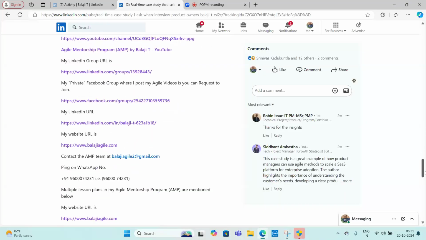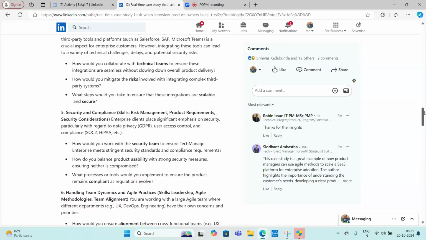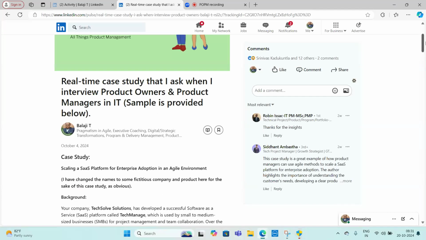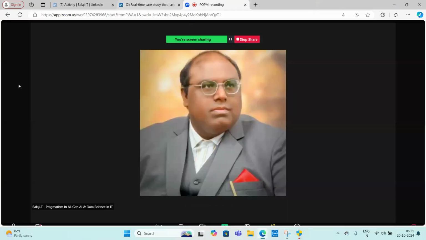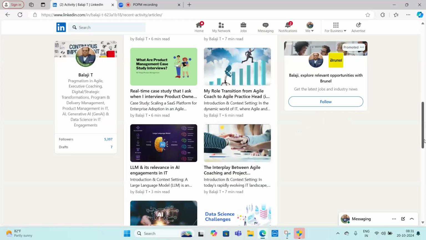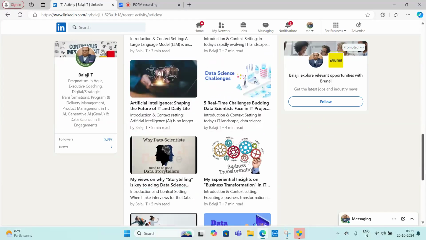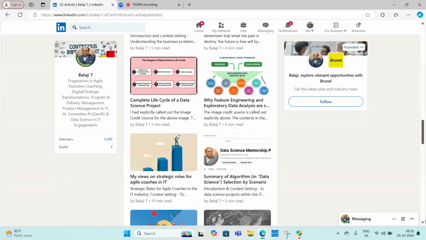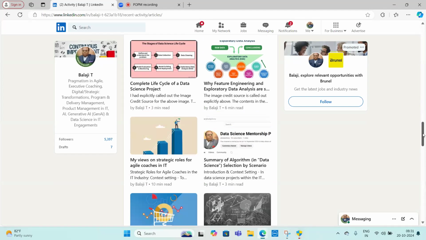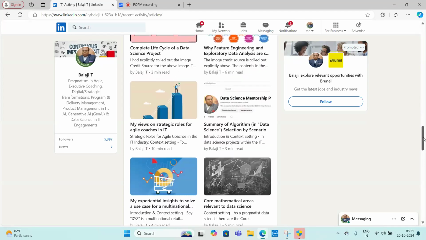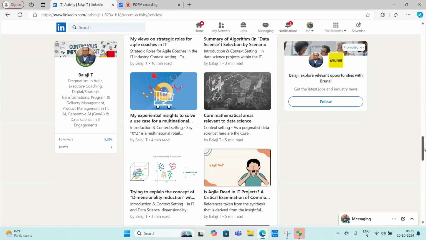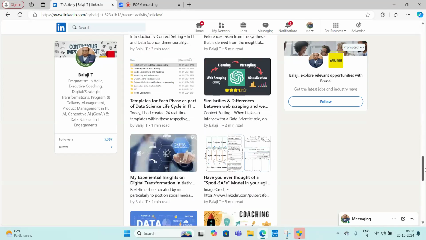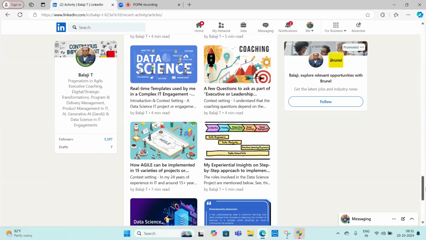This is the article I wanted you to go through. A simple case study. Now let us go back to the article section. Let me take some other article. I'm selectively picking up whatever is relevant to product owners and product managers. Whatever I have written on data science, or for agile coaches and scrum masters, I'm not going to pick up for now.